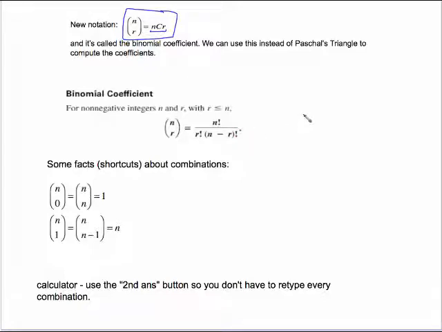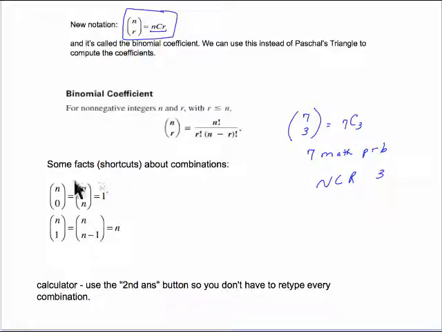So if you had to evaluate, let's say, 7 over 3, you know from last video, that's the same as 7C3, and this is where on your calculator you hit 7, and then you hit math, you go across to PRB, you go to the third thing down, which is nCr, then you type in the 3, and that gives you that coefficient.